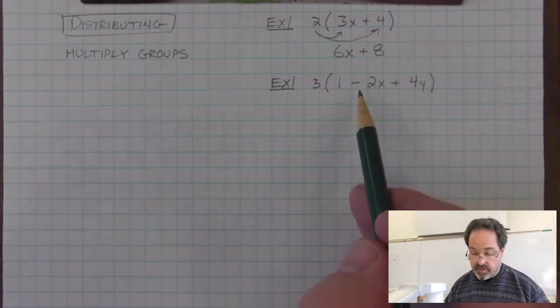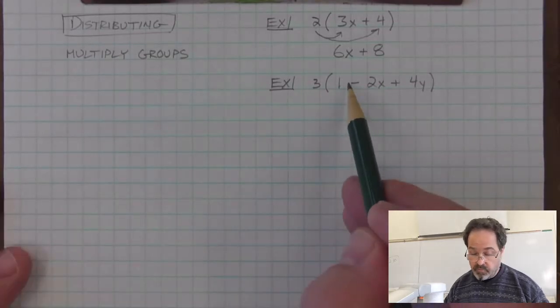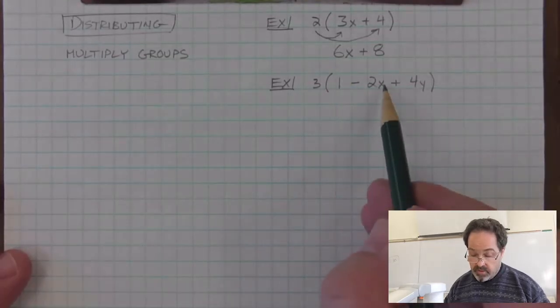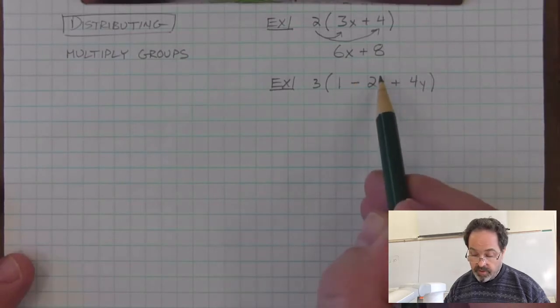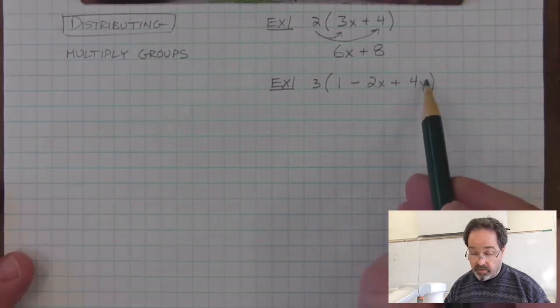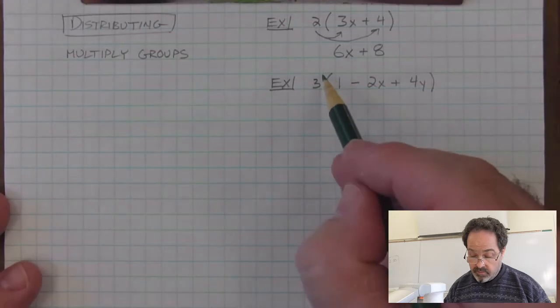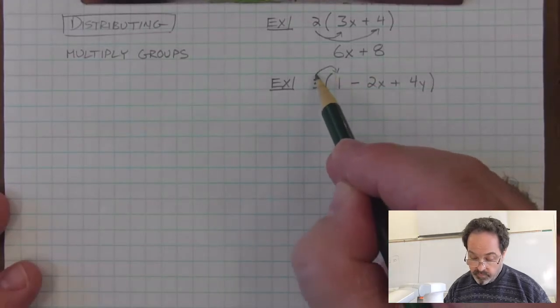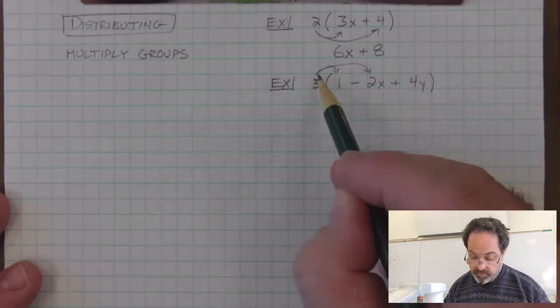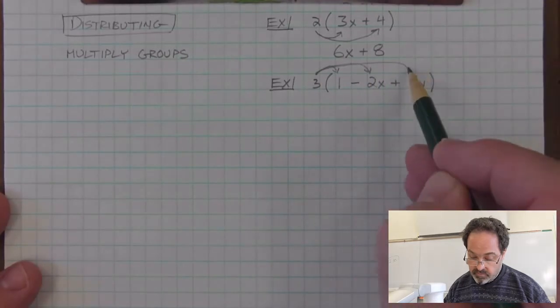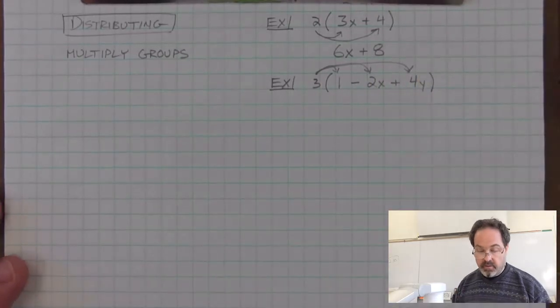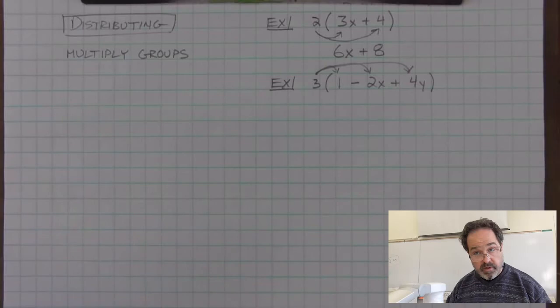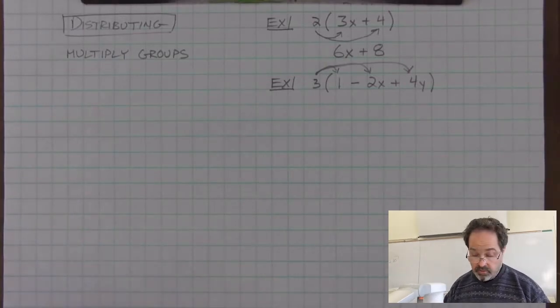Inside the parentheses, I have a group. There are 3 terms. First term is 1, the second term is negative 2x, and the third term is a positive 4y. So I'm going to multiply the 3 by 1. The 3 is going to multiply the negative 2x, and the 3 is going to multiply the 4y. The arrows are not necessary, but it helps to visualize the multiplication that needs to be done.